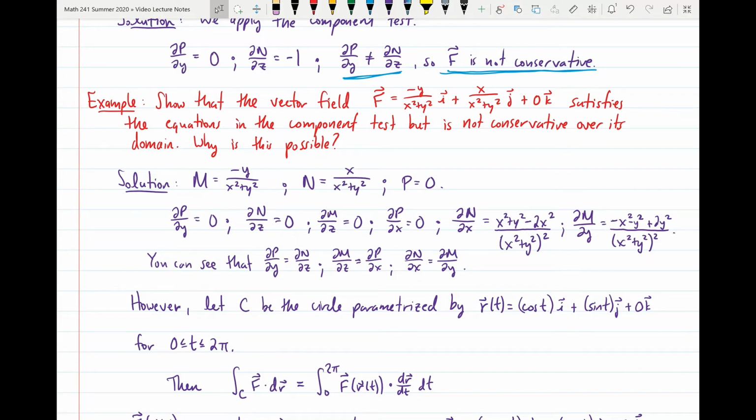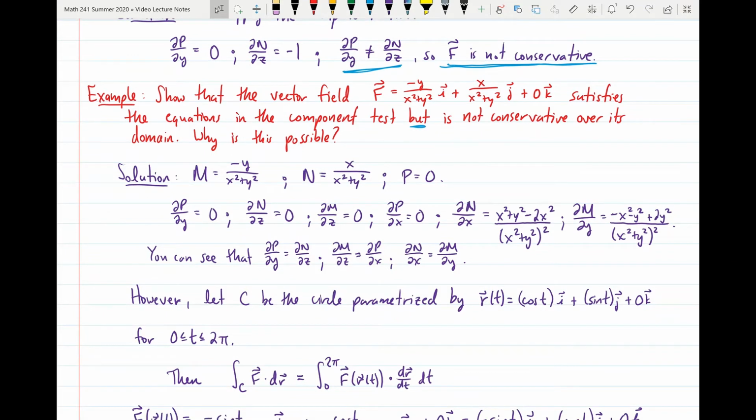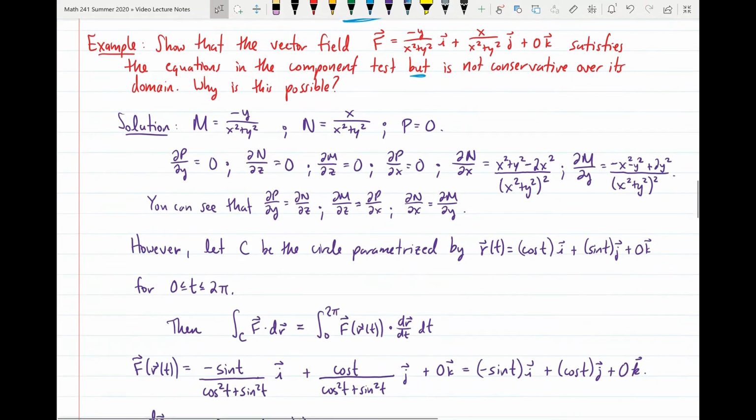hopefully to show why some of the preconditions are necessary for the component test. So we want to show that the vector field f equals -y over x squared plus y squared i plus x over x squared plus y squared j plus 0k satisfies the equations in the component test, but is not conservative over its domain. And then once we show this fact, we want to answer the question, why is this possible? Because it seems like it would contradict the component test, that it can satisfy the equations from the component test and yet still not be conservative. But we'll explain why that's the case.